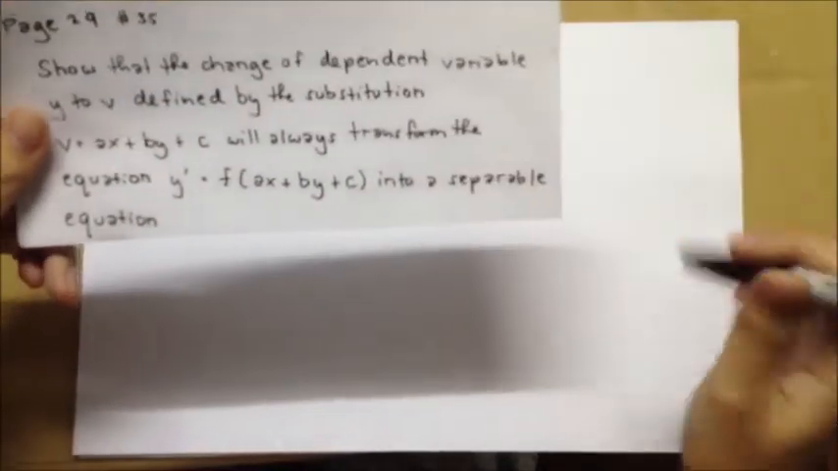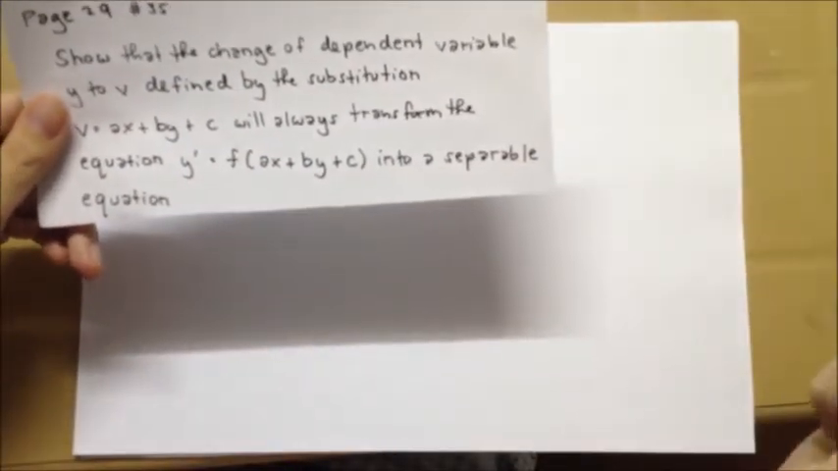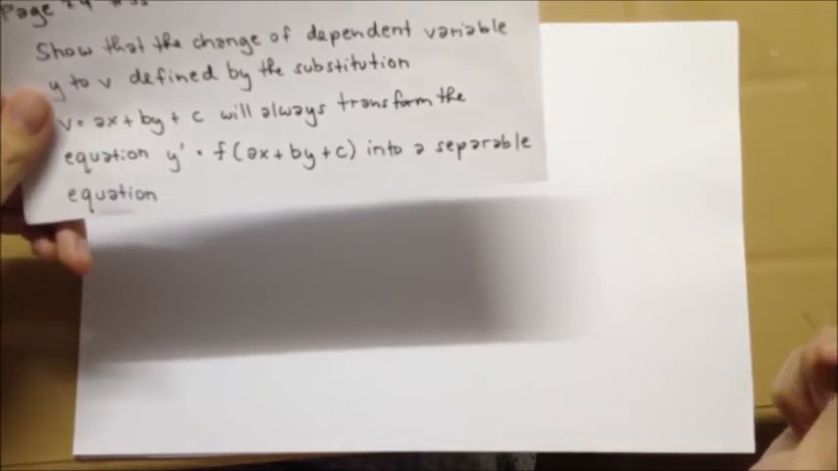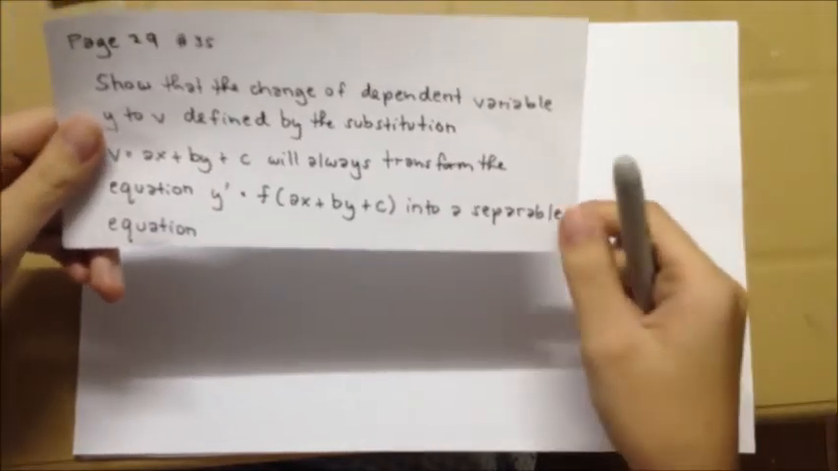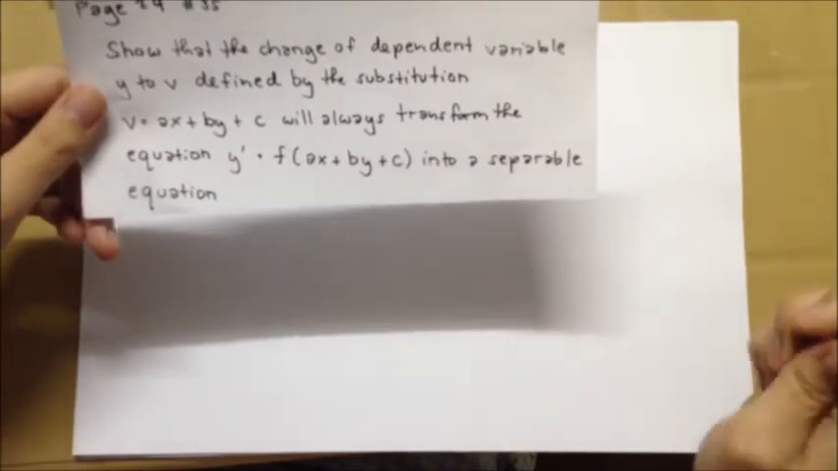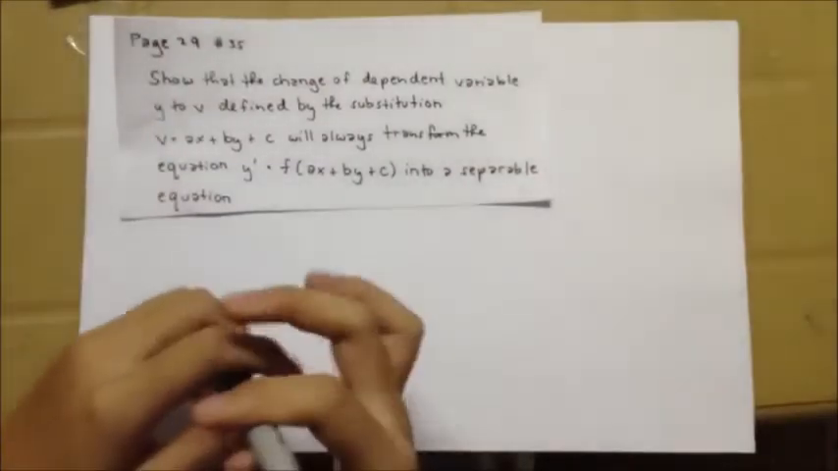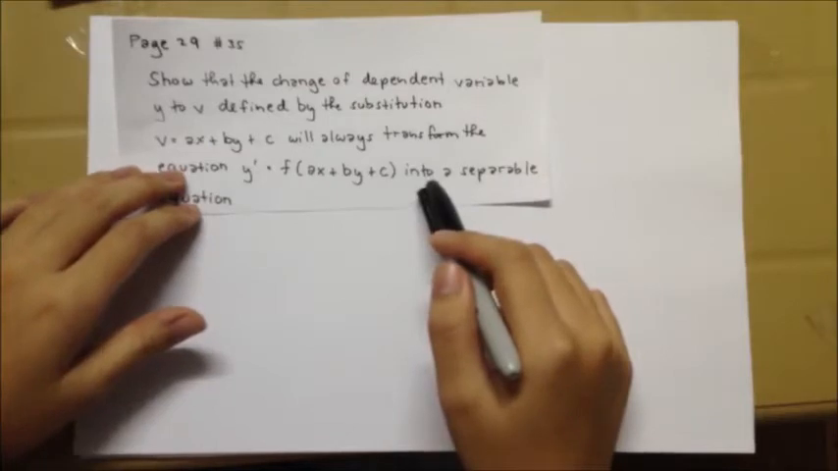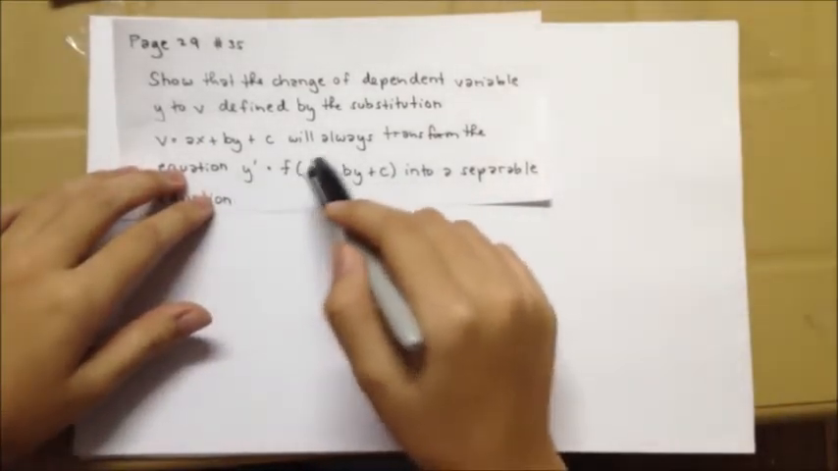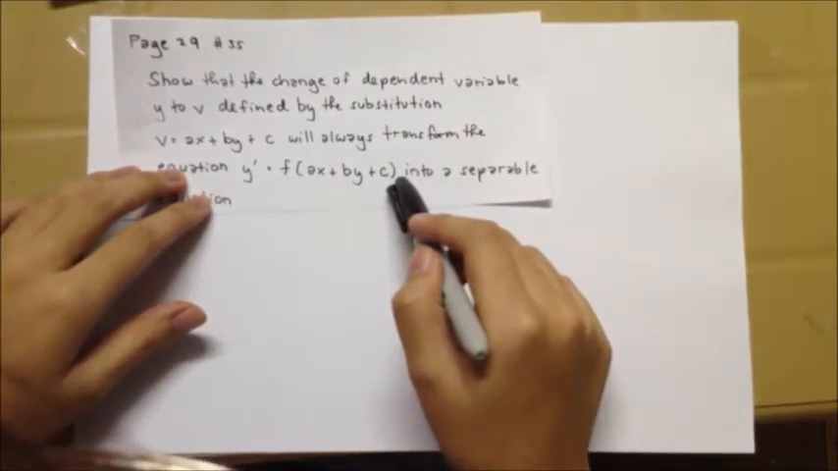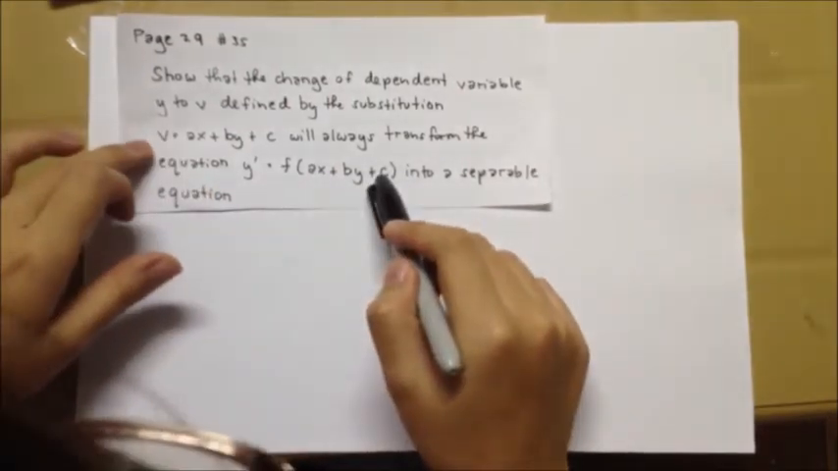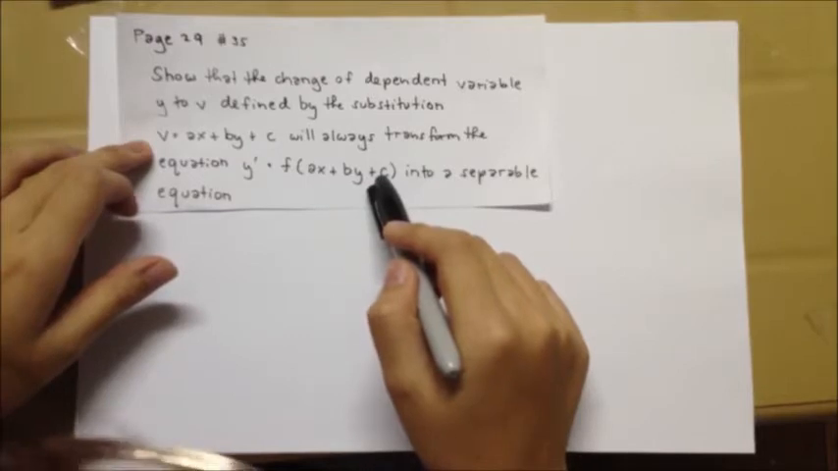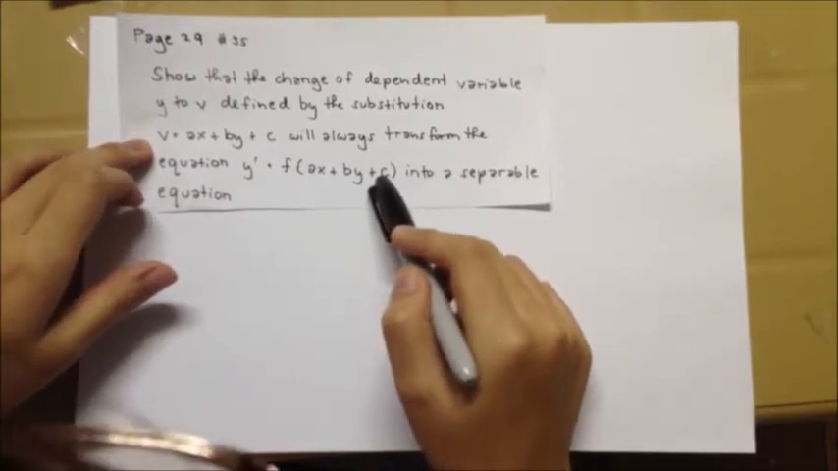The first problem states that show that the change of dependent variable from y to v defined by the substitution v is equal to ax plus by plus c will always transform the equation y prime into a separable equation. And what does this mean? So this problem states that we are going to show that given this function y prime is equal to a function of this one, if we are going to substitute this with the value of v, we will obtain a separable equation whose dependent variable had changed from y to v. So I'm going to show you that.